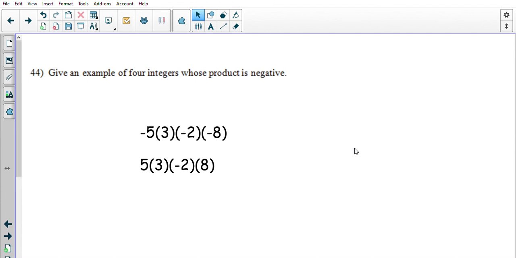All right, at this point, you should have a practice quiz to do on multiplying and dividing integers. It's good to get some practice with that because even though it's not an extremely difficult concept, it's one that's easily forgotten if you don't practice it.